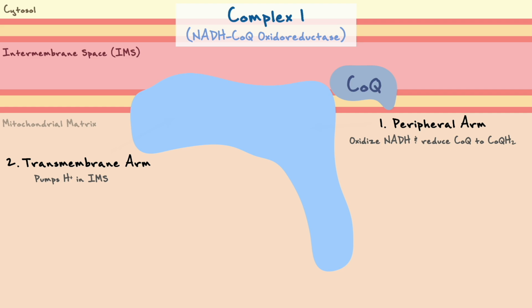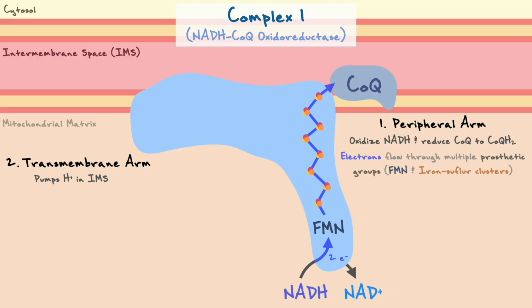If we first consider how the peripheral arm operates, the important idea here is that when NADH gets oxidized to NAD+ and gives away its 2 electrons to complex 1, the electrons reach coenzyme Q by being sequentially transferred from prosthetic groups. Complex 1 has two main types of prosthetic groups: flavin mononucleotide, which is simply abbreviated to FMN, and iron-sulfur clusters. Each complex 1 has one FMN, and mammals have about 8 iron-sulfur clusters.